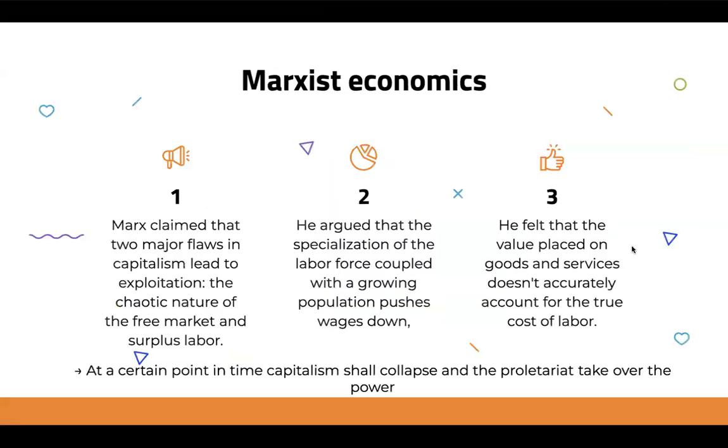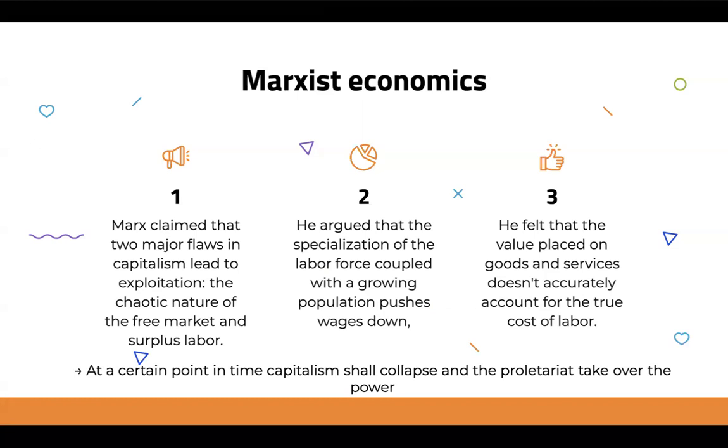And lastly, Marxist economics. So here's the general idea of the theory. Marx claimed that two major flaws in capitalism lead to exploitation: the chaotic nature of the free market and surplus labor. And he said that specializing of the labor force and a growing population was pushing wages down, and that the value on goods and services was not accurate.